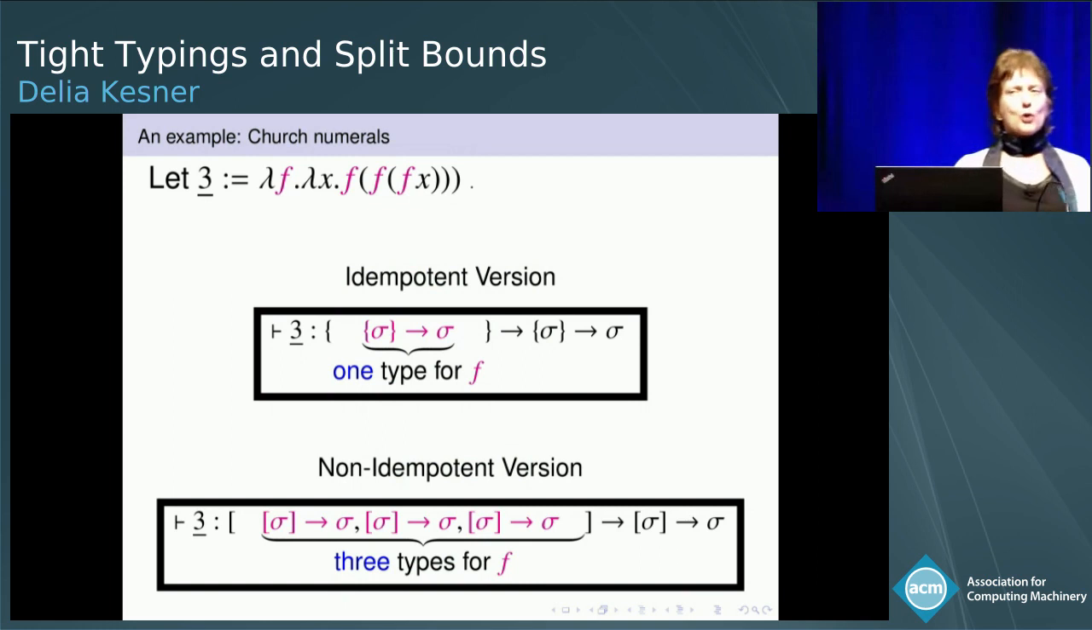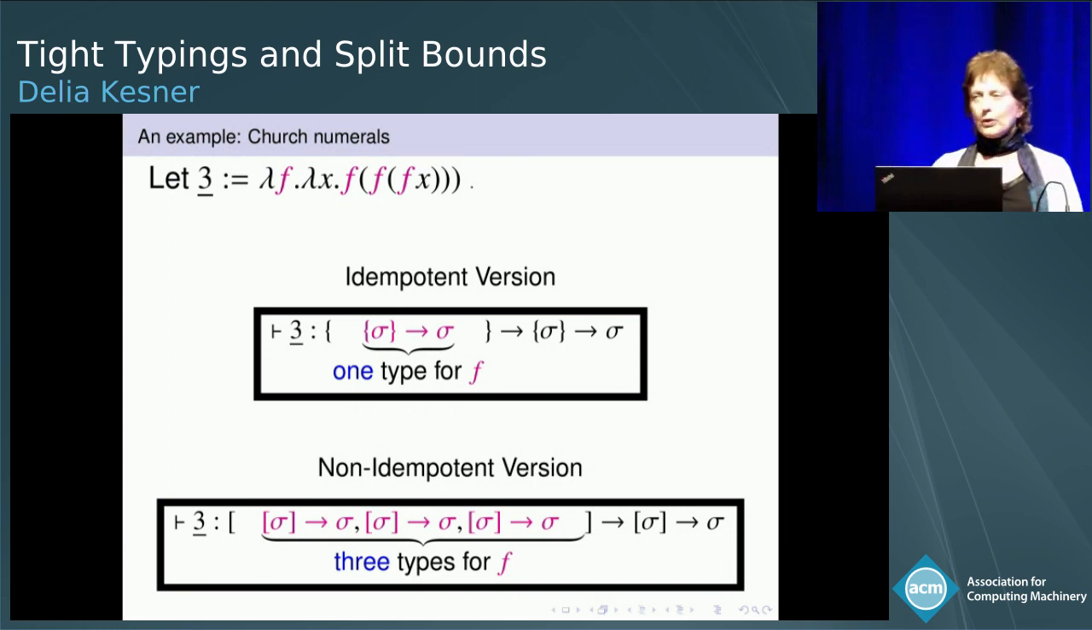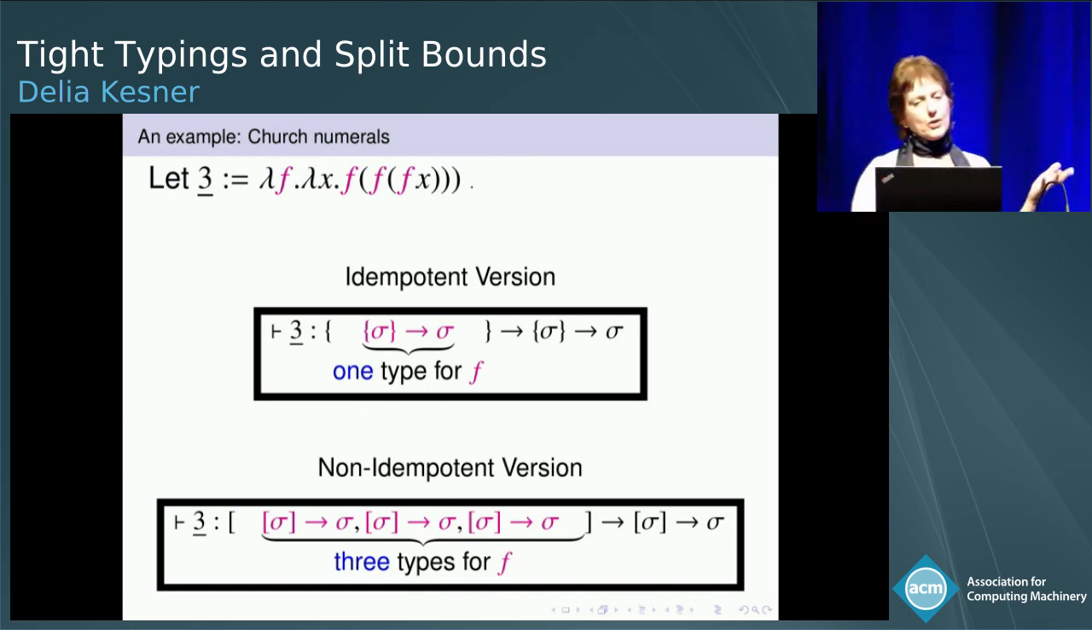So I'm not going to show any typing rule at all. I'm just going to give a very simple example to give you some ideas and some intuition about quantitative typing systems. So this is a very simple term, the Church numeral 3. And if you want to type this term using idempotent intersection types, then you will find something which is close to simple type theory. So you give to F one type, which is a functional type. You give to X another type, and then the function is typed.